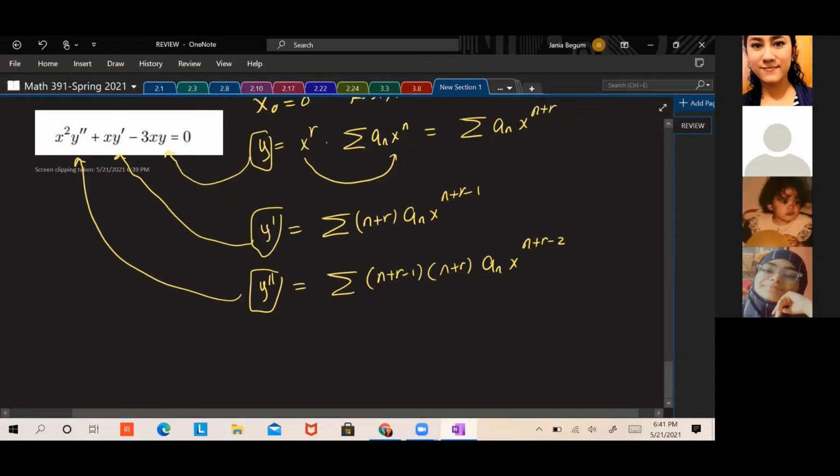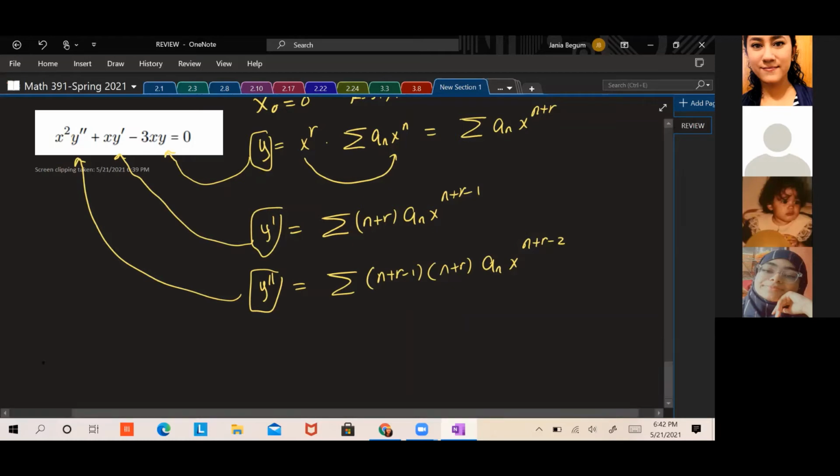Okay, so let's do it. So let's see what we have. So we have x squared. So let me save some time. If I move x squared into the second derivative, what would happen to this piece right here? It would just change to x to the n plus r, right, because the minus 2 and the plus 2 from here cancel each other out. So I'm going to save some time and do that.